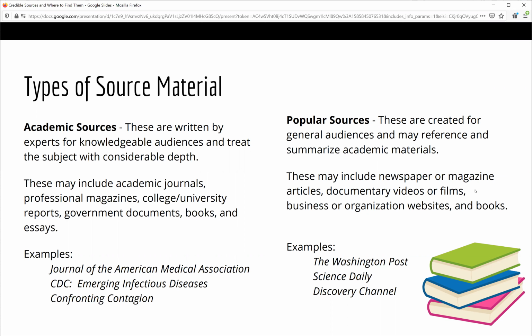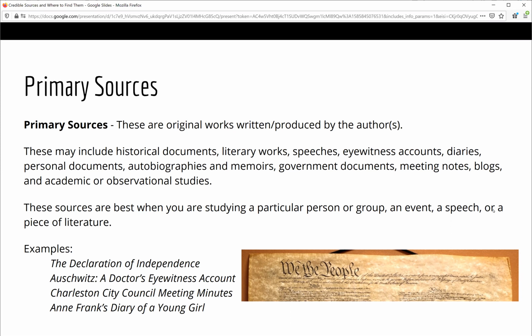Sources can also be classified as primary or secondary. Primary sources are original works that are written or produced by the author. They express the thoughts, words, and actions of an individual or group of people. Primary sources may be historical documents, literary works, speeches, diaries, memoirs, government documents, and academic or observational studies. Some primary sources you might have read are the Declaration of Independence and Anne Frank's Diary of a Young Girl.